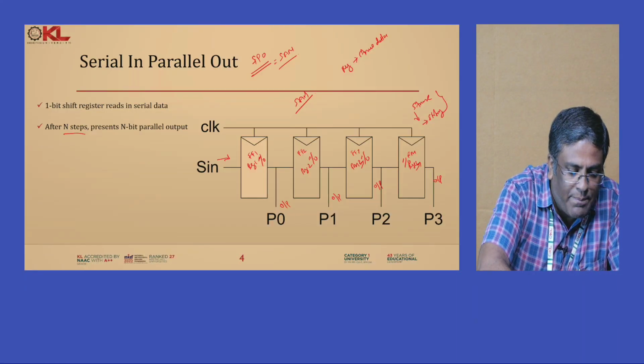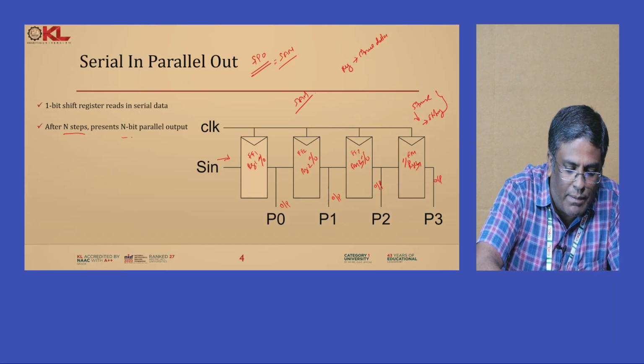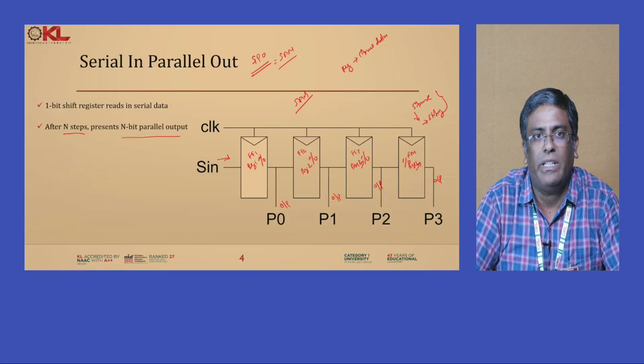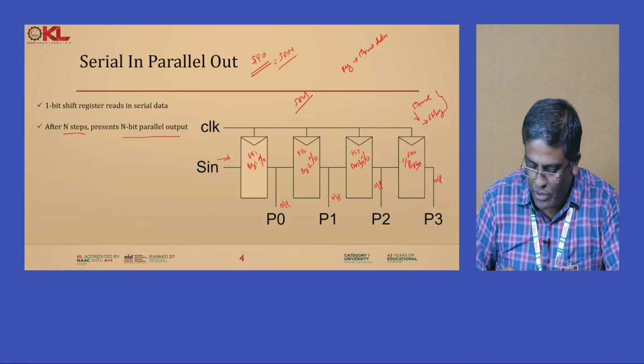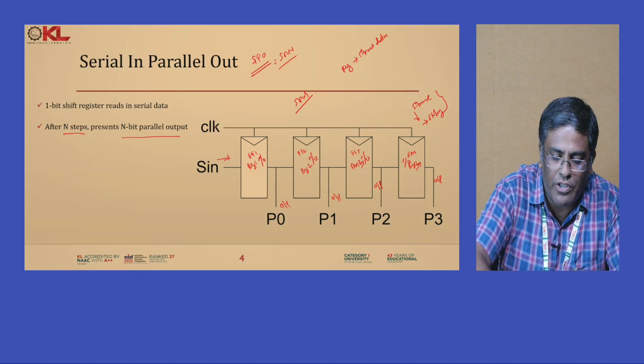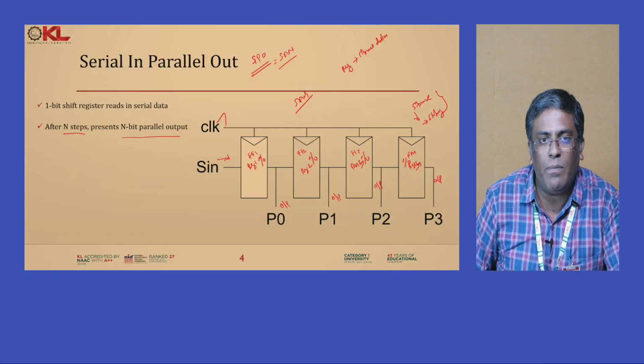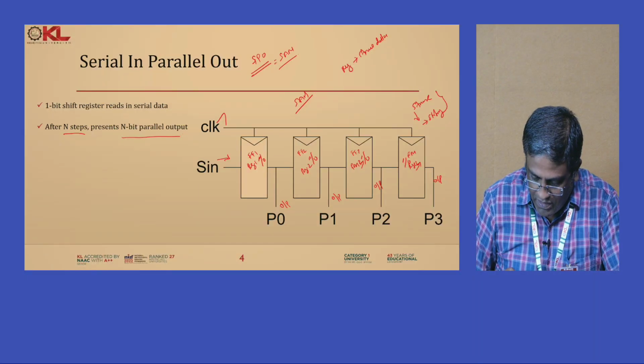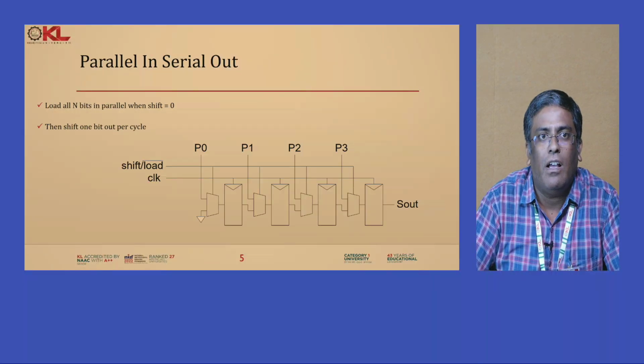So after n steps, the present n-bit data is going to come out in parallel from your structure to read the data, or to do operations on it. The clock is going to be available, and accordingly we can do the shifting operations based on the cycle at which it is moving on. Followed by that, we have PISO.